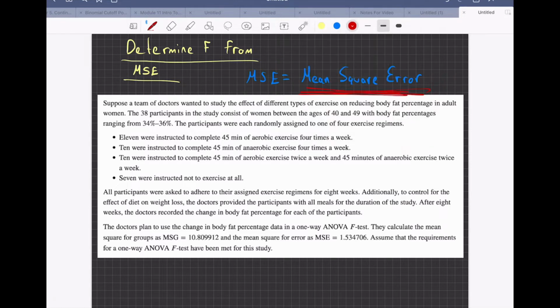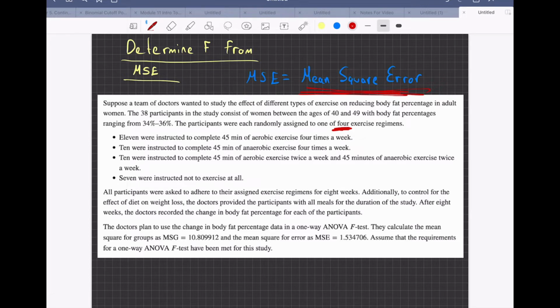So notice here we already have the indication for the number of populations, or in the ANOVA test, we also call them treatments, many times, most of the times actually. So we have 4 exercise regimens. 11 were instructed to complete 45 minutes of aerobic exercise. 10 were instructed to complete 45 minutes of anaerobic exercise. 10 were instructed to complete 45 minutes, and 7 were instructed not to exercise at all.